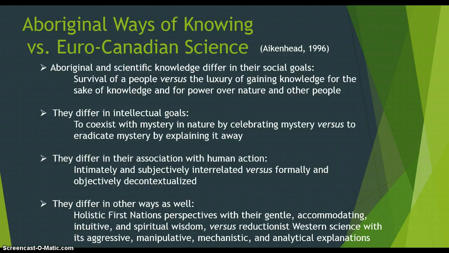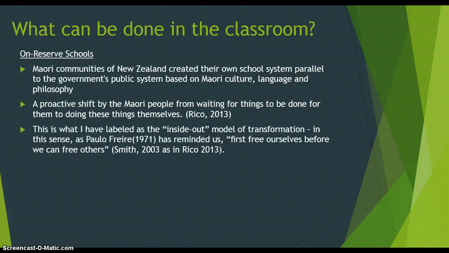They differ in their intellectual goals: to coexist with mystery in nature by celebrating mystery versus to eradicate mystery by explaining it away. They differ in their association with human action: intimately and subjectively interrelated versus formally and objectively decontextualized, and they differ in other ways as well. Holistic First Nations perspectives, with their gentle, accommodating, intuitive, and spiritual wisdom, versus reductionist Western science, with its aggressive, manipulative, mechanistic, and analytical explanations. So what can be done in the classroom?